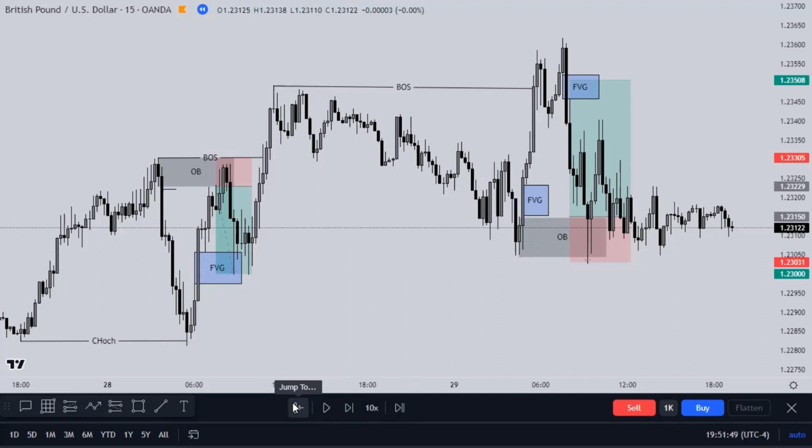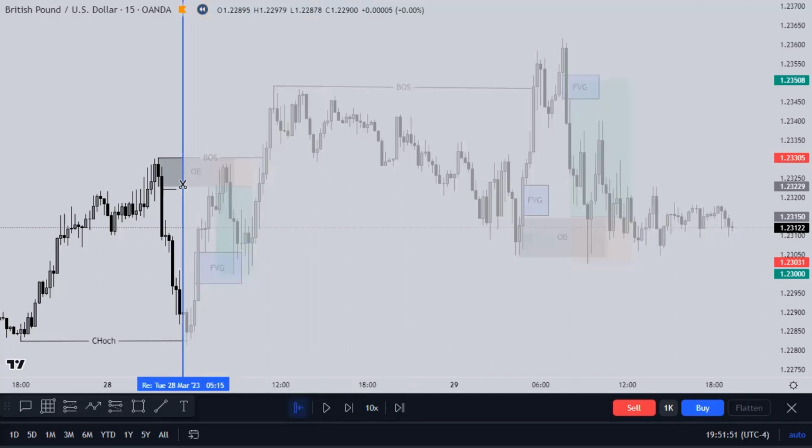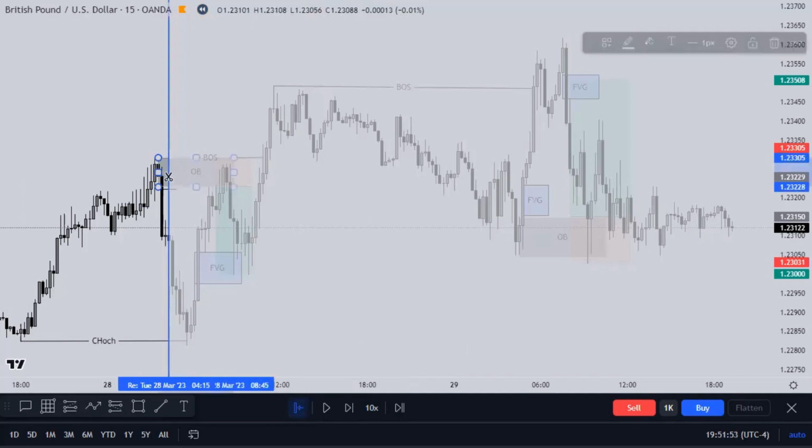So what I basically saw here is this. Let me replay the market so you can see the market exactly the way I saw it before calling this trade.